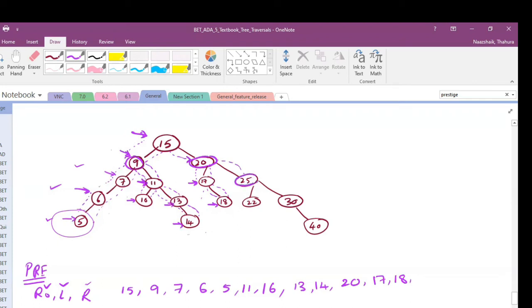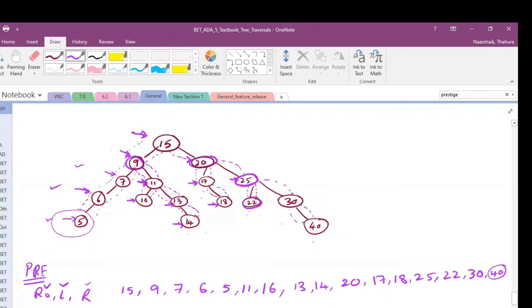So this is the root. Then I have to go to the left. This is again a subtree. So I apply, I go to the root. Then I go to the left, there is no left. I go to the right, there is no right. So I come back. I finish the root. I finish the left. Now I'm going to the right. Okay. So I visit the root. There is no left. So I'm going to the right. I visit 40. Then again, no left, no right.